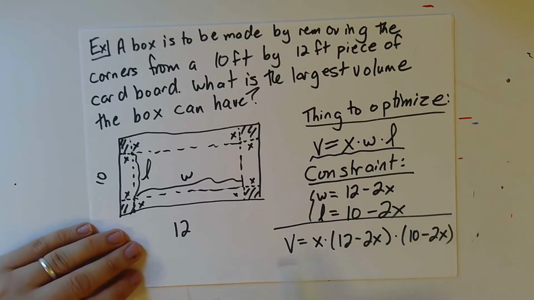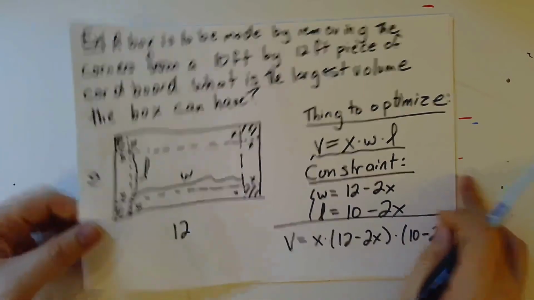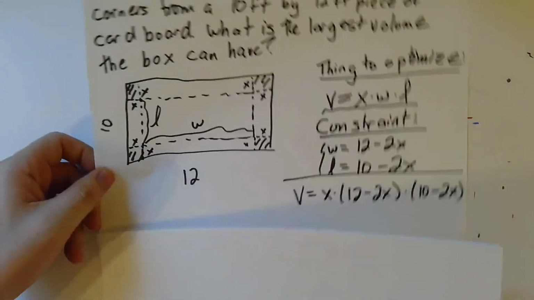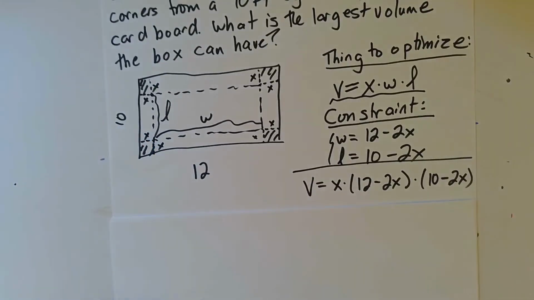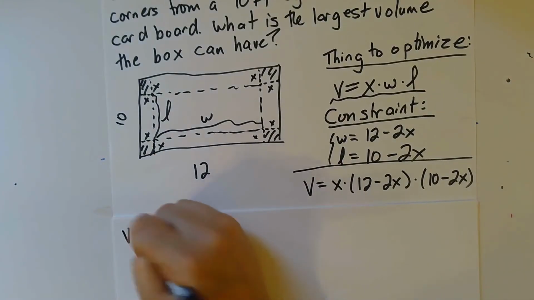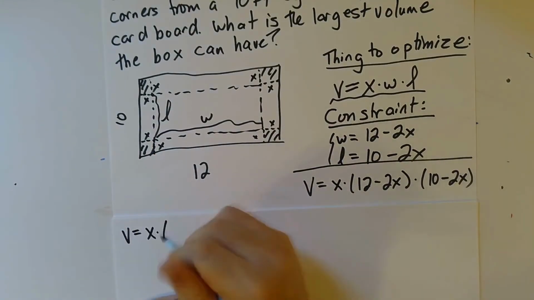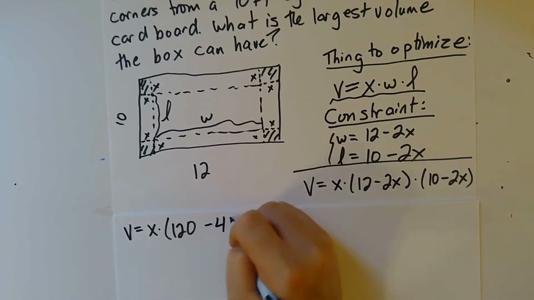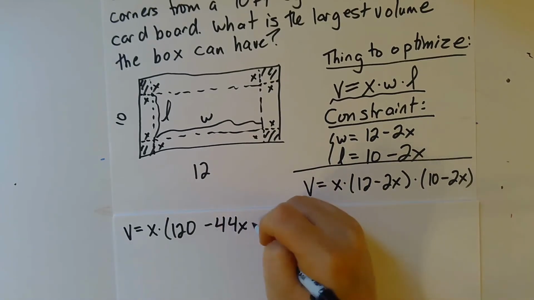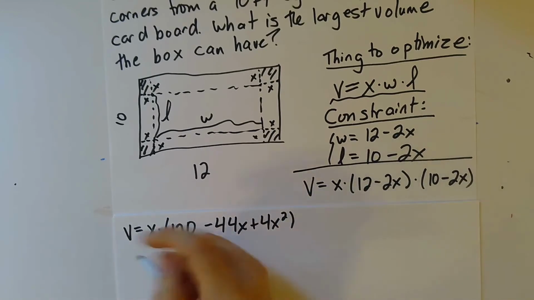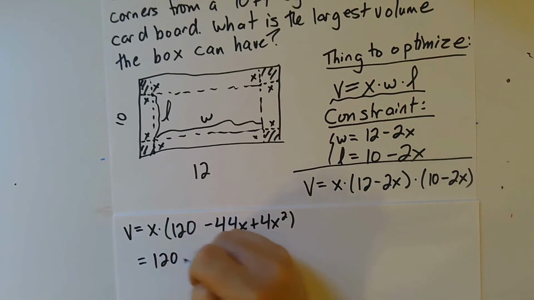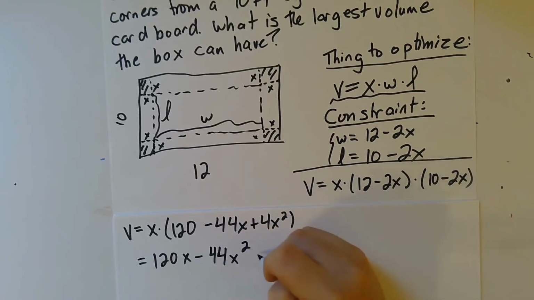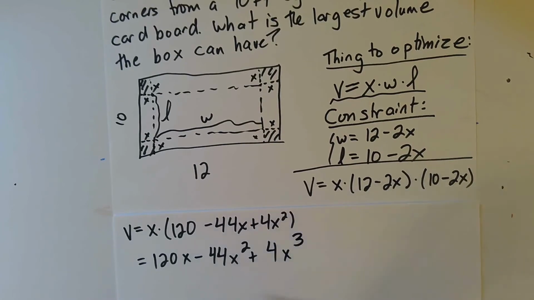Okay, and so now I've got my volume down to something that only has one variable in it. And now I have to take the derivative of that, but before I do that, I probably want to multiply this all out to make my life a little bit easier. So this is x times 120 minus 44x plus 4x squared, which is 120x minus 44x squared plus 4x cubed.